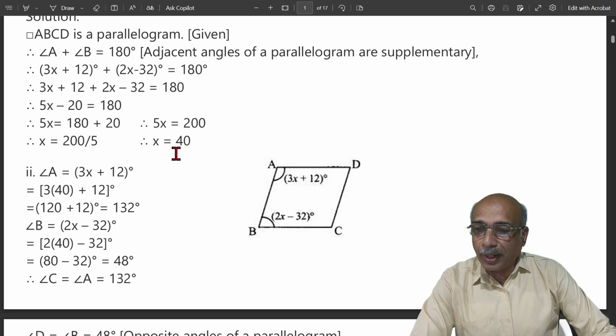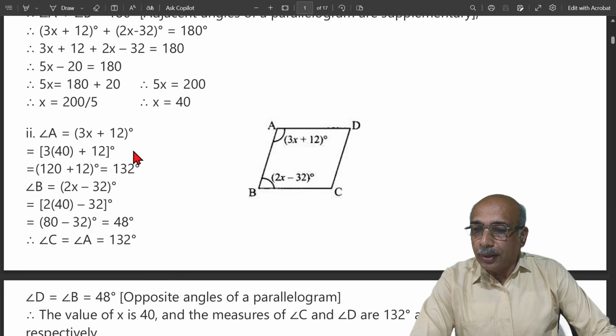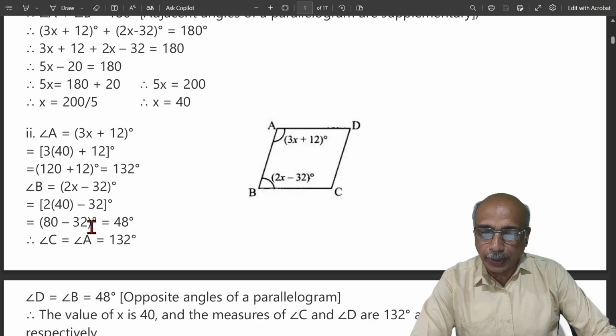But the measure of angle A is 3x plus 12 degrees. Therefore, we have to substitute the value of x here: 3 into 40 plus 12 equals 120 plus 12, 132 degrees. And angle B equals 2x minus 32 degrees. So 2 into 40 minus 32 equals 80 minus 32 equals 48 degrees.